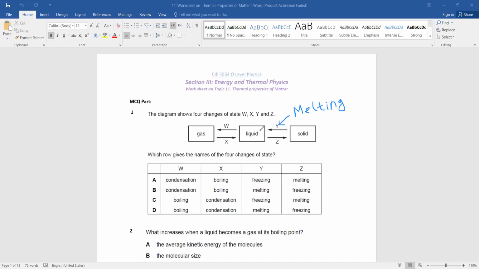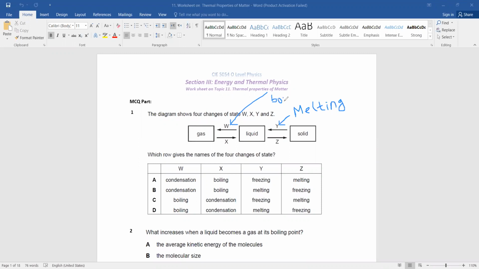Tell me, if it is from liquid to gas, then which process? Is it condensation or boiling or freezing? Which one? From liquid to gas, what is this process? Boiling. Very good. So it's boiling. You should write here it's boiling.